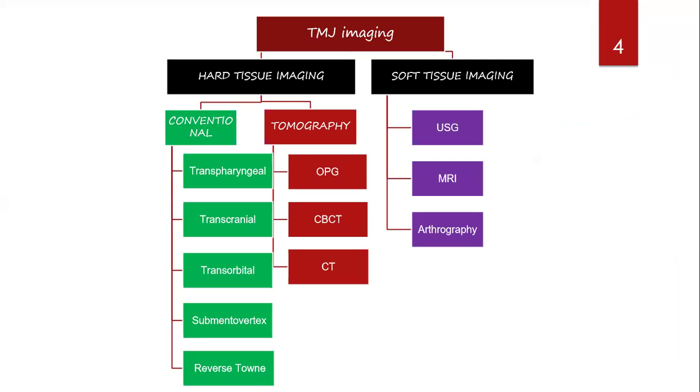The hard tissue imaging is again divided into the conventional form of imaging and also the tomographic form. Conventional form includes transpharyngeal view, transcranial view, transorbital view, submentovertex view, and also the reverse Towne's projection. Tomography includes orthopantomograph, CT, and also CBCT. Coming to the soft tissue imaging, the techniques used are ultrasonography, MRI, and arthrography.